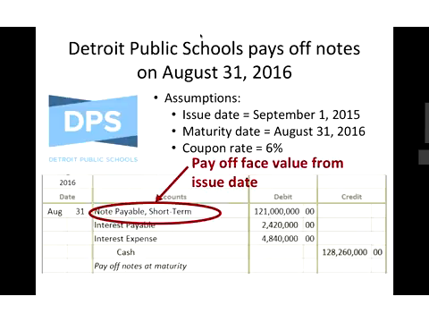First of all, we need to get rid of the original liability. When we issued these notes, when Detroit Public Schools issued these notes, they put a liability on their books for $121 million. Now, we're going to wipe out that liability. We don't owe it anymore. Detroit Public Schools doesn't owe it anymore, so we're going to debit it to get rid of it. So that first entry on the bottom of the first page of the handout, note payable short term, the $121 million, we are wiping out the liability.